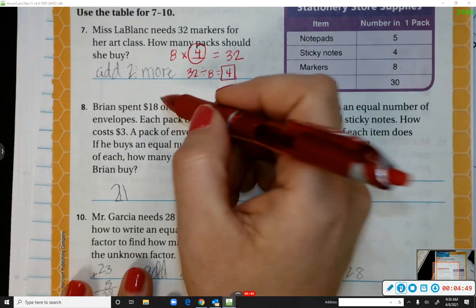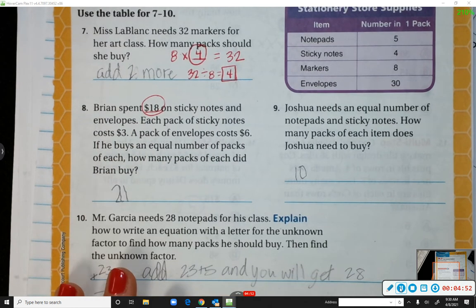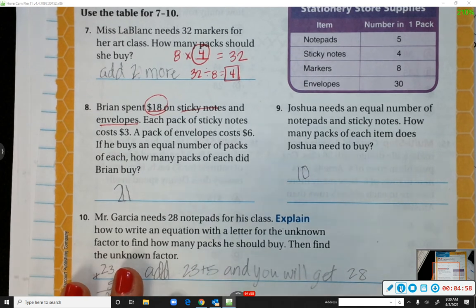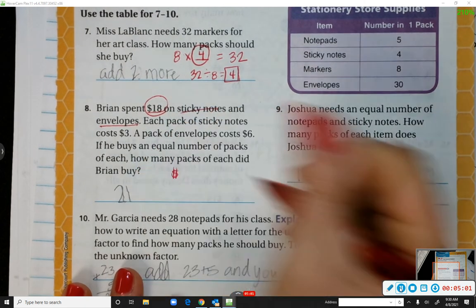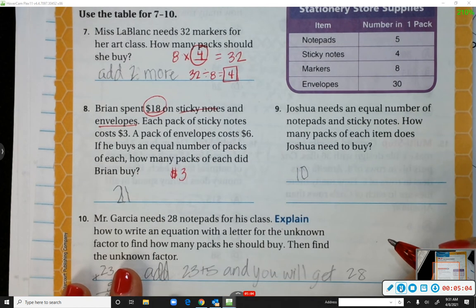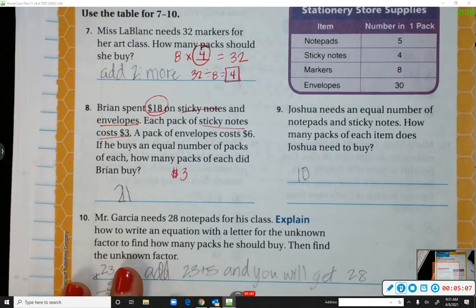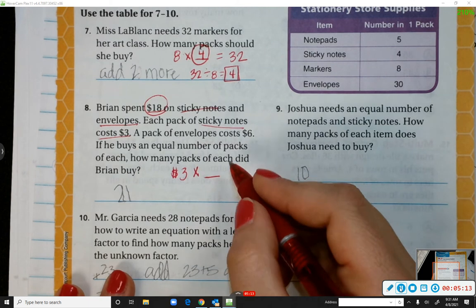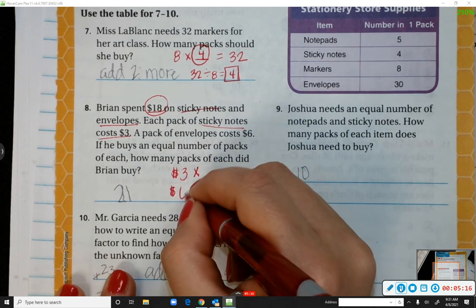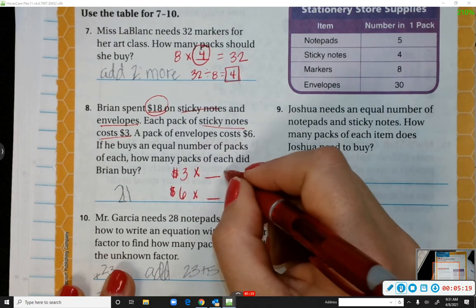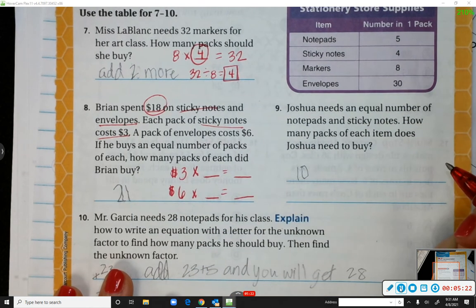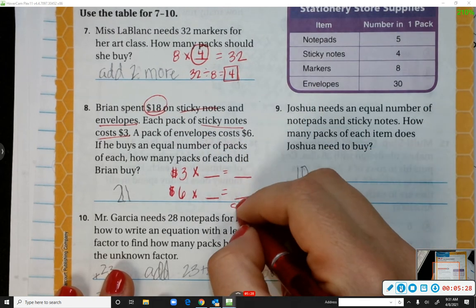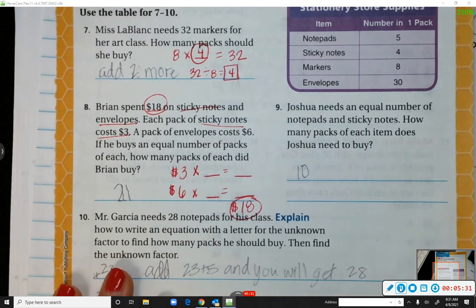Okay, so it's telling you that he spent $18 on both of these items, sticky notes and envelopes. Okay? So I have sticky notes, which cost $3 a pack, right? So we need to figure out how many packs he needs to buy. And then a pack of envelopes costs $6. How many packs would he need to buy? Okay, and all of this money added up needs to equal 18. So the total amount he spent was 18.